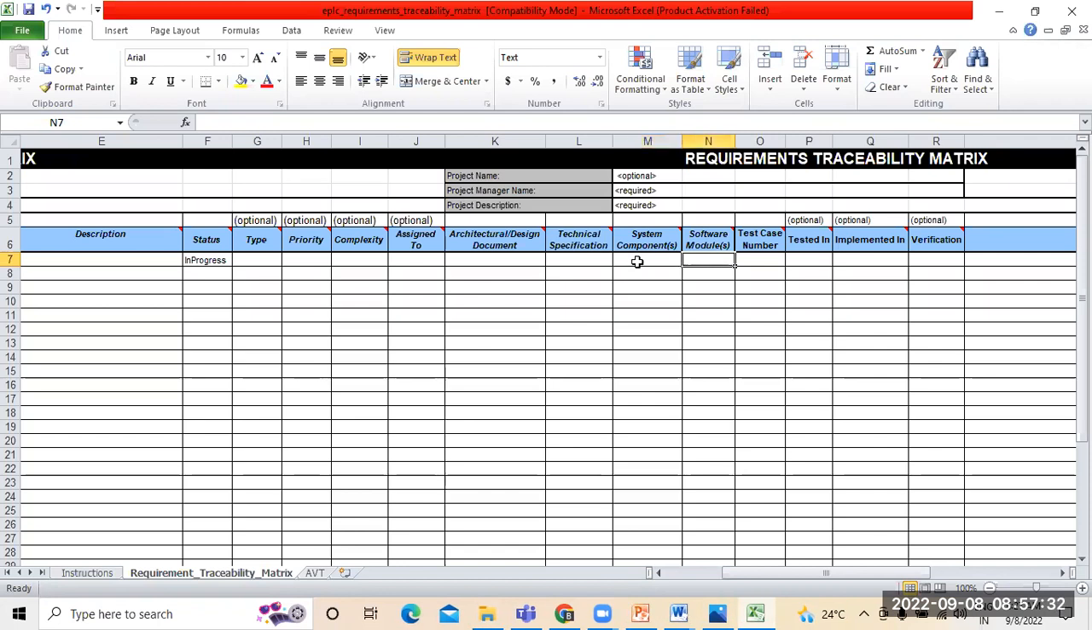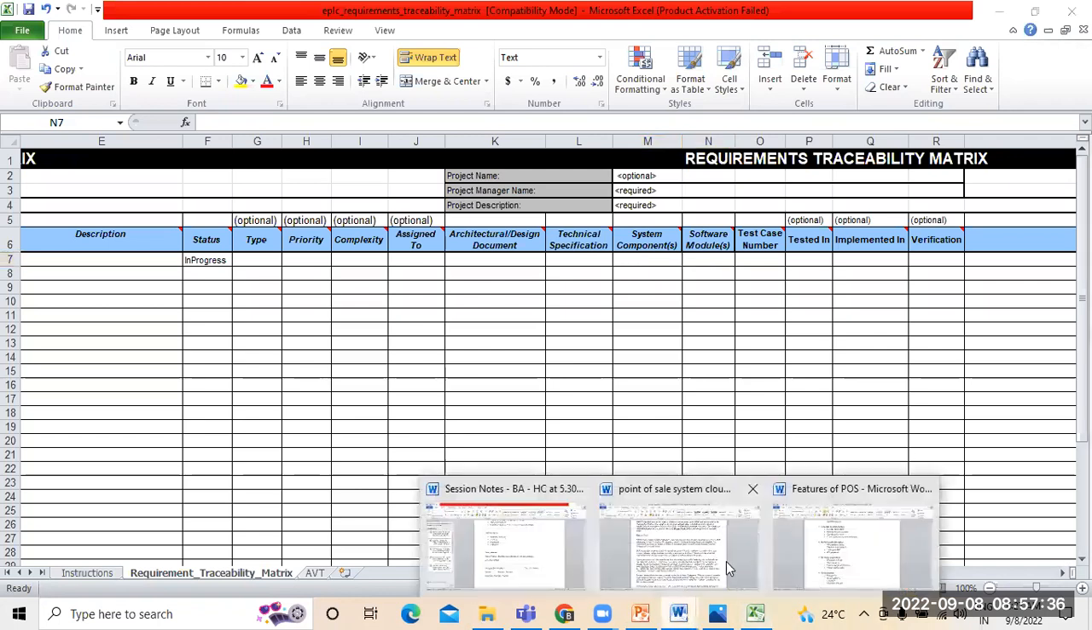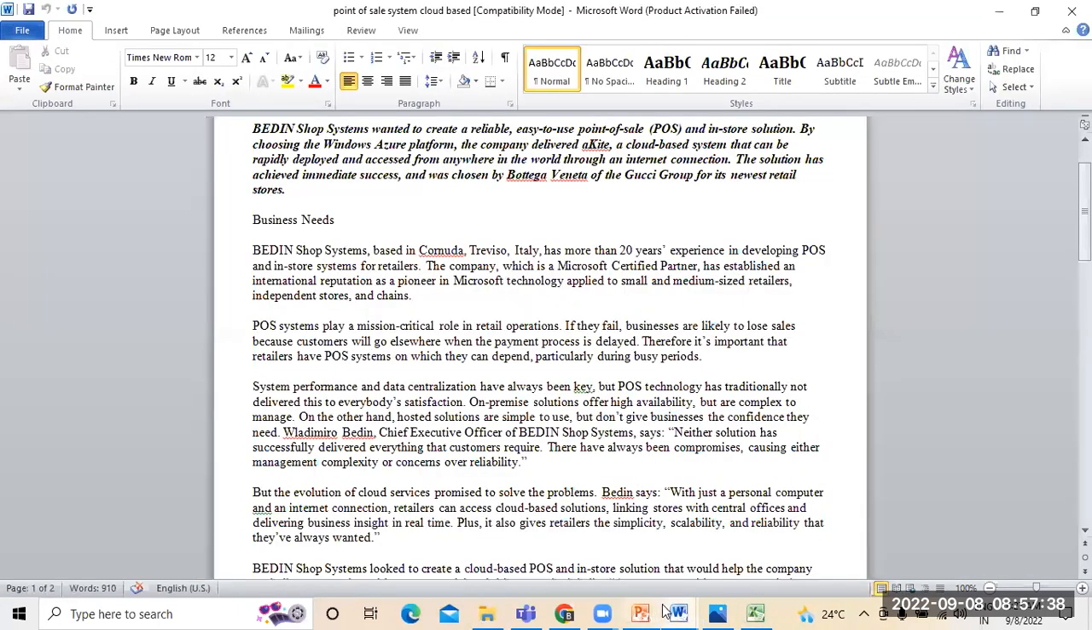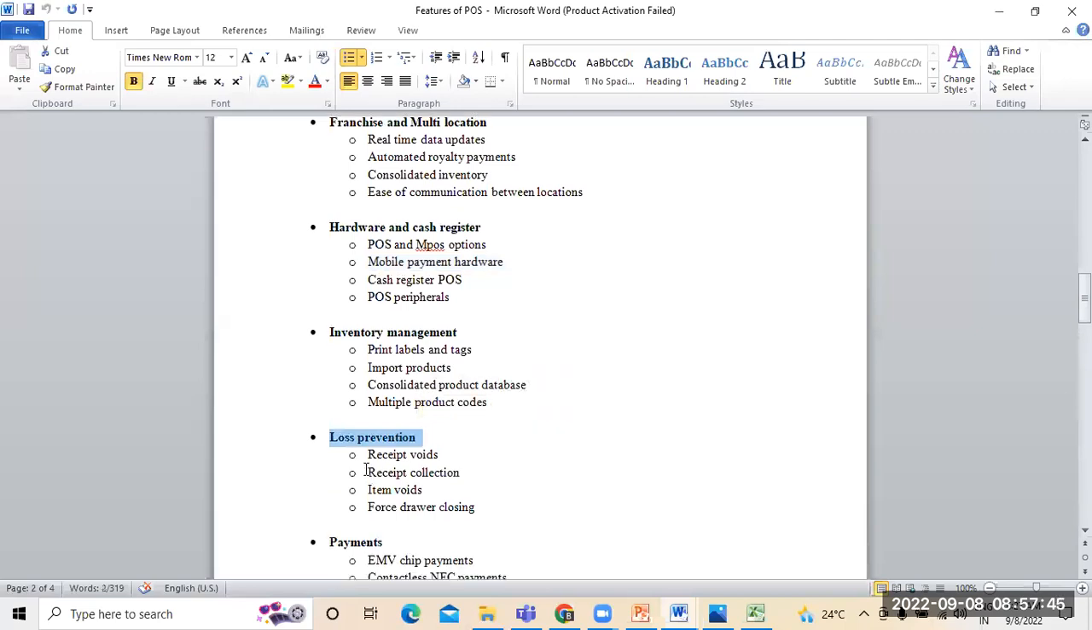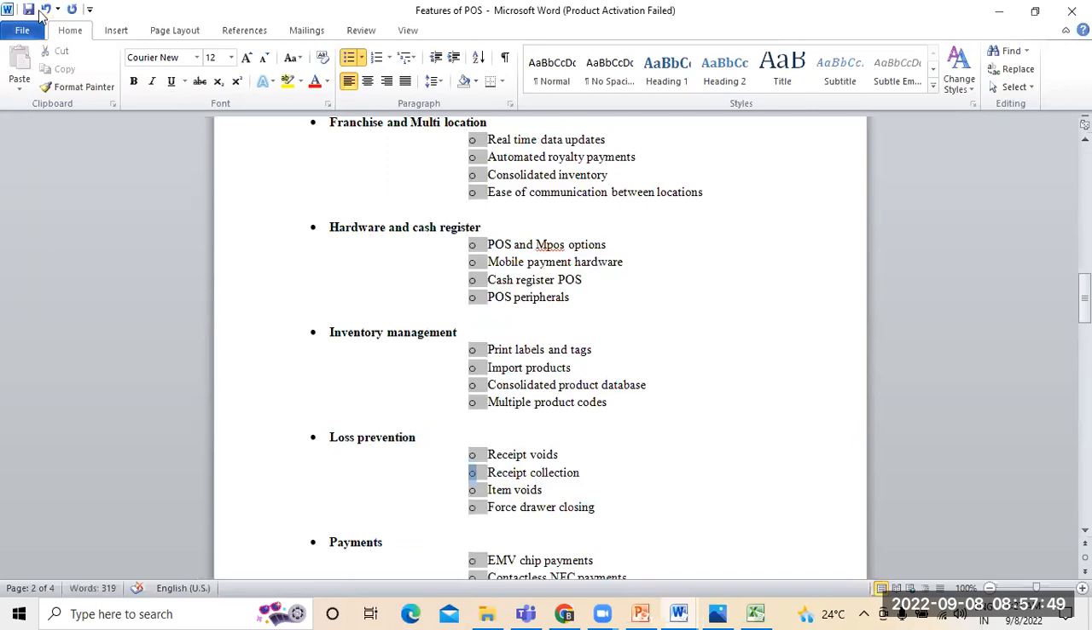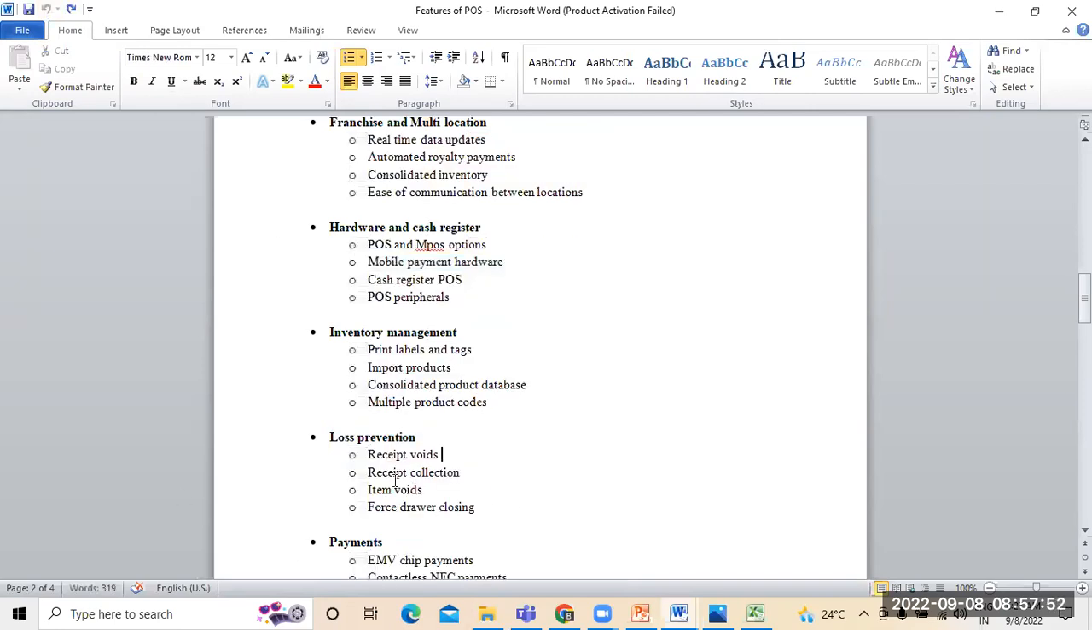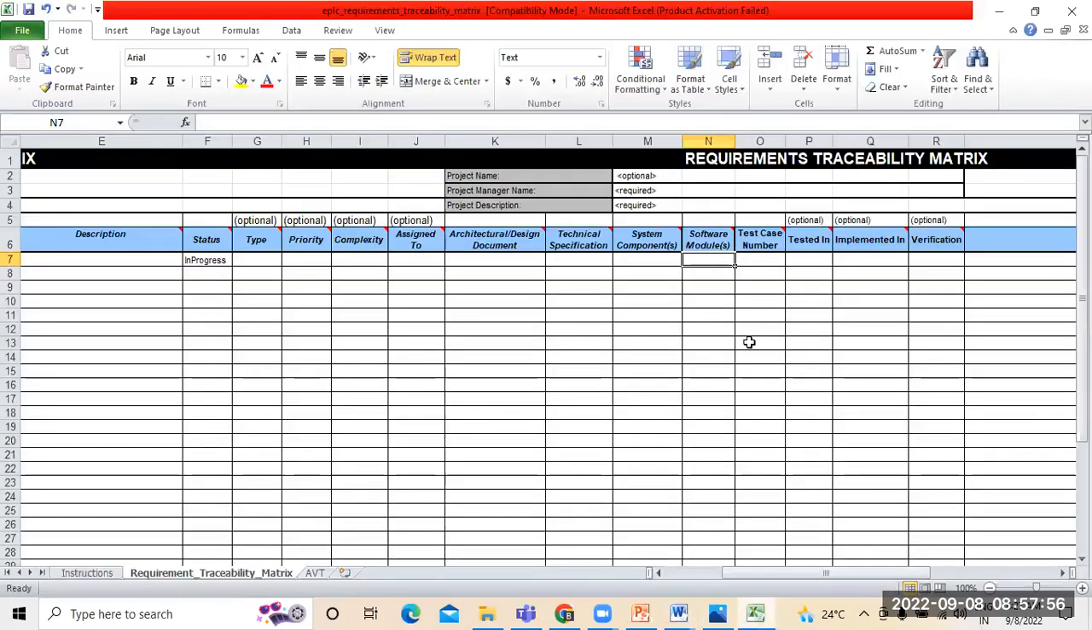Next, to which software module does this belong? That particular functionality. For example, consider inventory loss prevention as a module. In this loss prevention module, there is one functionality called receipt collection. This is one functionality, and it belongs to a particular software module.